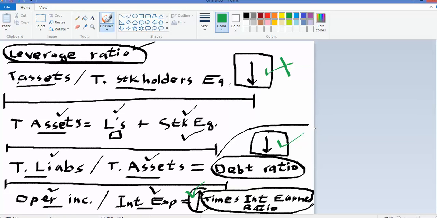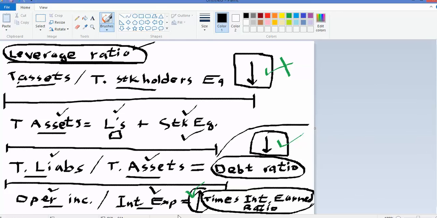And a company that has a high leverage ratio means a lot of these assets are covered by stockholders' equity. Debt ratio, you want as low as possible. You want very few liabilities and tons of assets, and that creates a very small number, and that's what you want. When you come to times interest earned, there's a switch, because here you want the number to be as high as possible. The reason is you want operating income to be really high relative to interest expense.